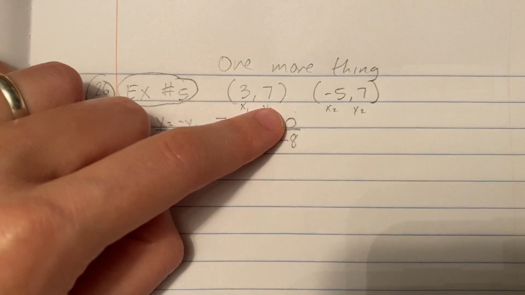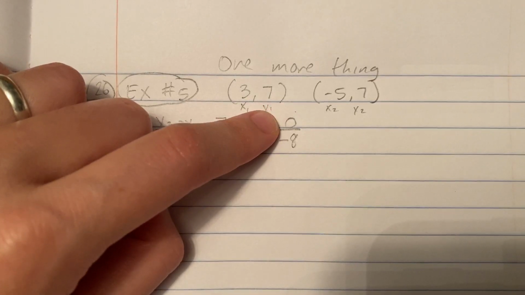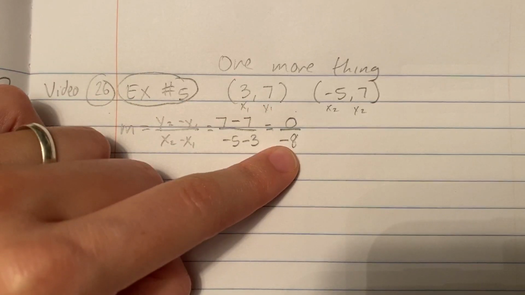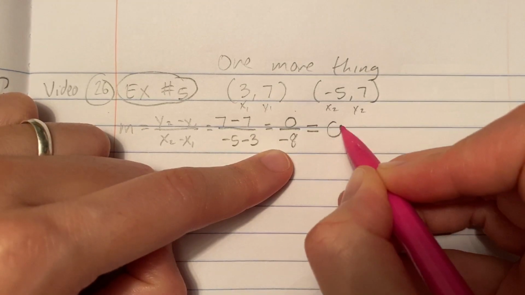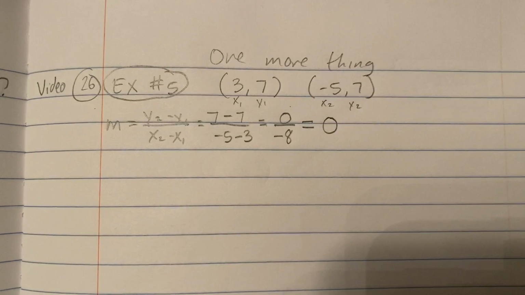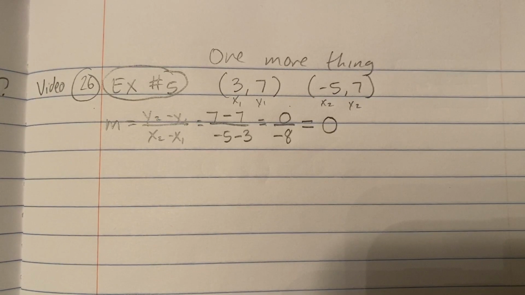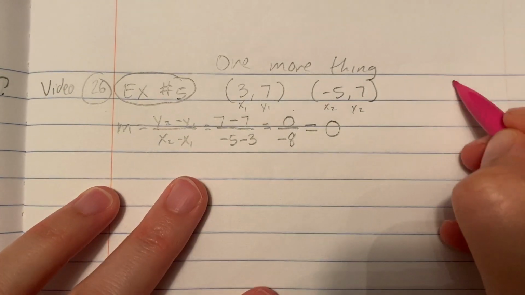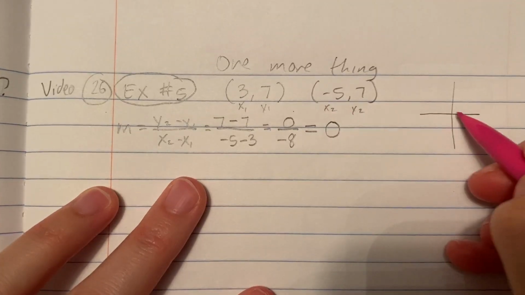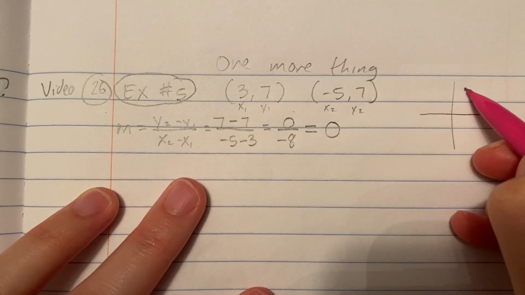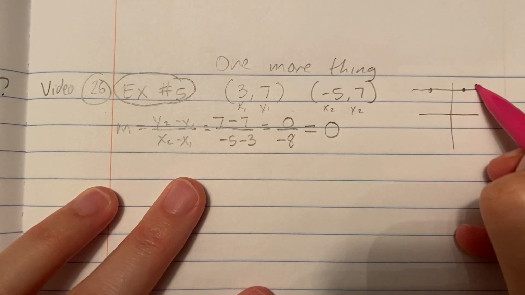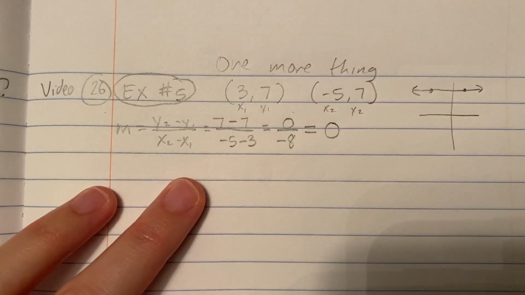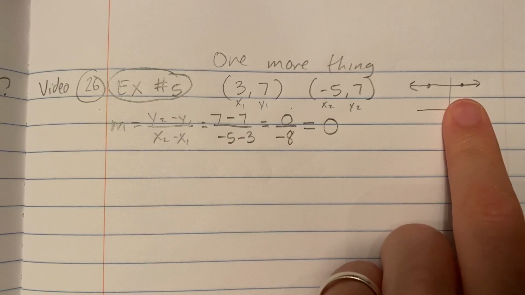If you're taking 0 and dividing it by something, that's like you have 0 cookies and now you're sharing it with however many friends. It doesn't matter how many friends you have, you still don't have any cookies to give them. So this is 0. Okay, 0 over negative 8 is 0. And if you imagine these points, this was 3, 7, and negative 5, 7, right? So you can see that is actually a horizontal line, which we already knew had a slope of 0.